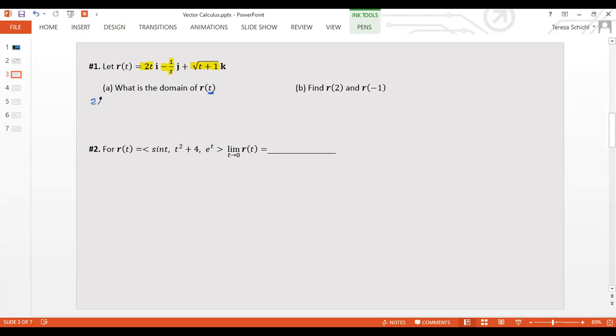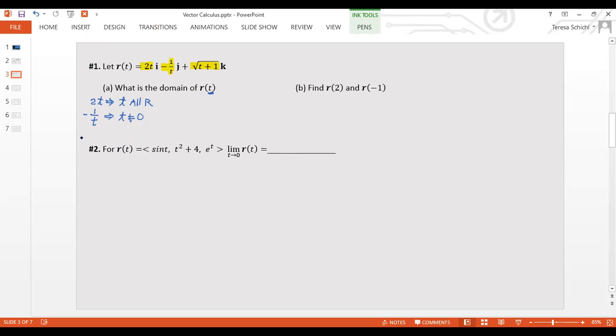For 2t, my first component function, t can be all real numbers, so there is no restriction. The next component function is negative 1 over t. Here t can be any real number except t not equal to 0, because 0 cannot be in the denominator.